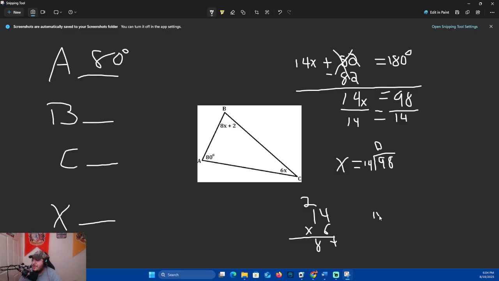So let's go up to the next one. 14 times 7. 7 times 4 is 28. And 7 plus 2 is 98. So 14 can go into 98 7 times. So x equals 7.